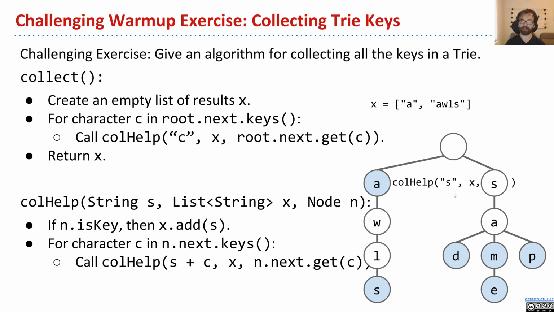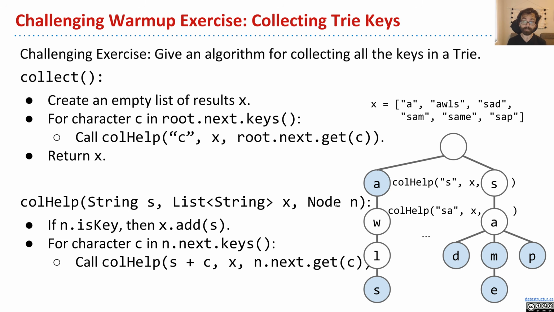So now we call collect help, give it the string s, x, and this time our node is white, so we don't add it to the results list. Then we get saw, and so forth. And after repeating this recursively, we would end up having a, all, sad, sam, same, and sap. So it's a really pretty algorithm. I like it. It's fun.